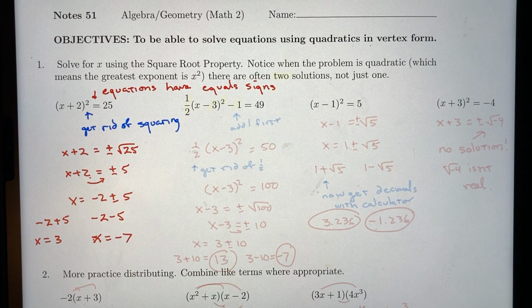So something to notice: when x is squared, there are often 2 solutions, not always, but often. Now, what's in the next one? What do I get rid of first? I have various things: a 1/2, a 3, a minus 1, and a squaring. Those are all the things on the same side as the x. I'm going to get rid of them from the outside in. We get rid of the minus 1 first.